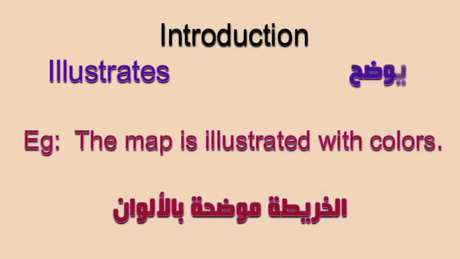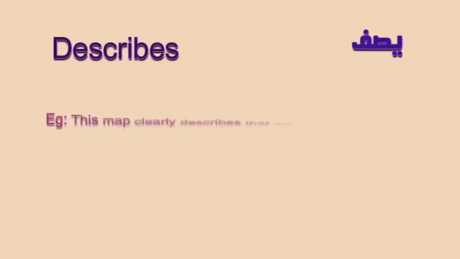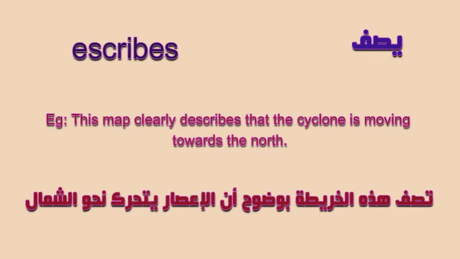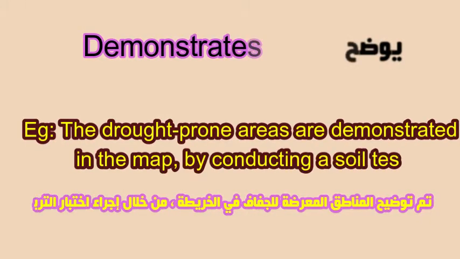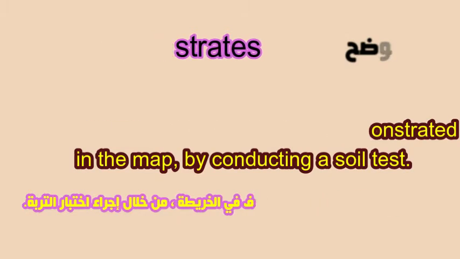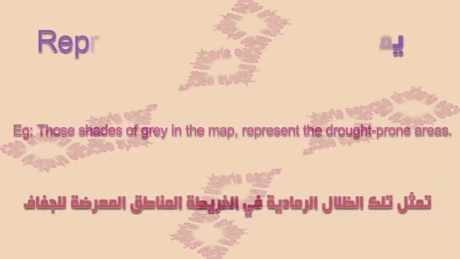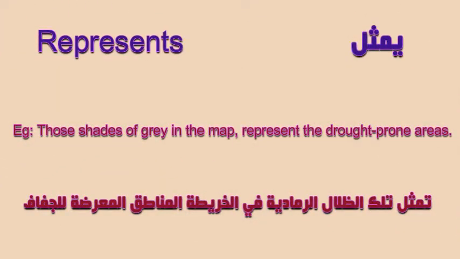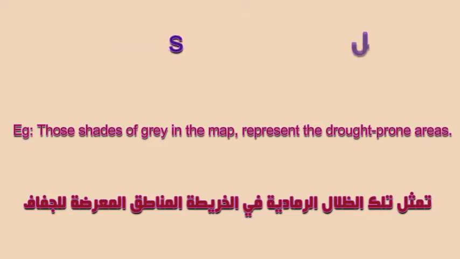Illustrates. The map is illustrated with colors. Describes. This map clearly describes that the cyclone is moving towards the north. Demonstrates. The drought-prone areas are demonstrated in the map by conducting a soil test. Represents. Those shades of gray in the map represent the drought-prone areas.